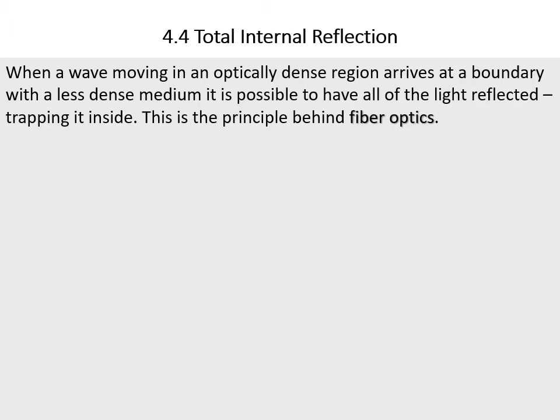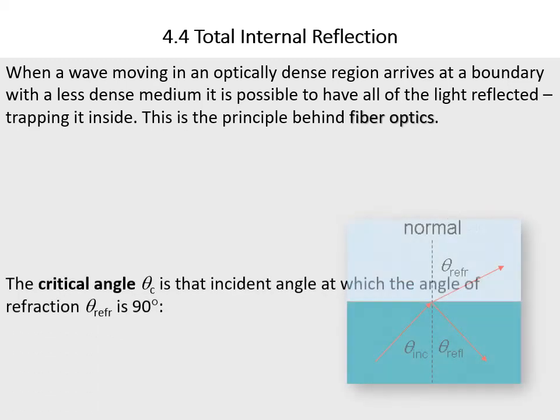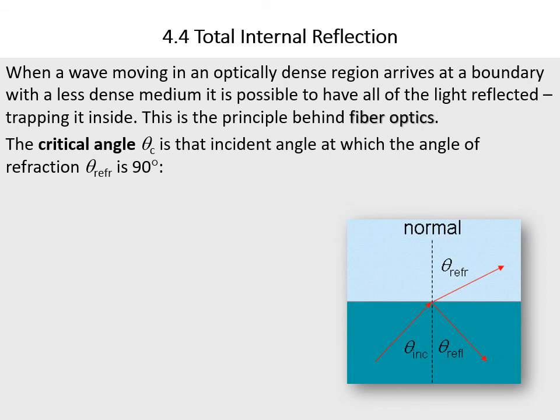When a wave moving in an optically dense region arrives at a boundary with a less dense medium, it is possible to have all of the light reflected back into the dense medium, thereby trapping it inside. This is the principle behind fiber optic cables. So the critical angle is that incident angle, theta sub c, at which the angle of refraction is 90 degrees. So we've dealt with rays that are passing into some boundary. Let's say this is air and this is water. And I have a beam of light traveling towards air. And it can reflect at the boundary, but it can also be refracted through.